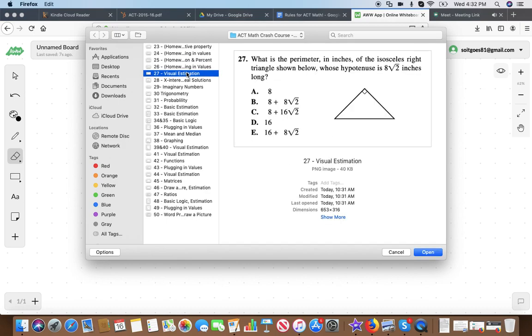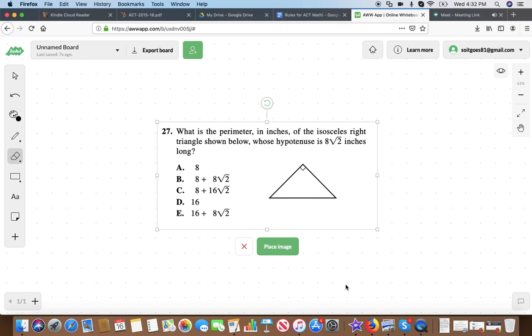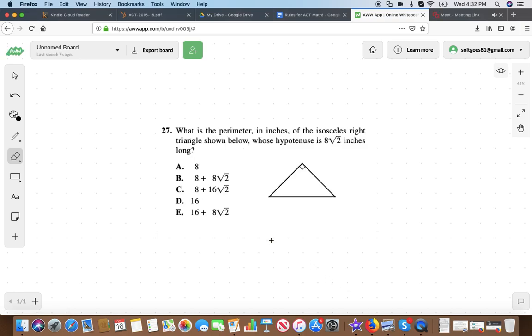All right, let's do a new one here. Question 27. We're getting into some more geometry. There's a healthy amount of geometry on the ACT. The good news is it's all really easy. You can use visual estimation on almost everything. Go and read 27, please. What is the perimeter in inches of the isosceles right triangle shown below, whose hypotenuse is 8 square root 2 inches long?